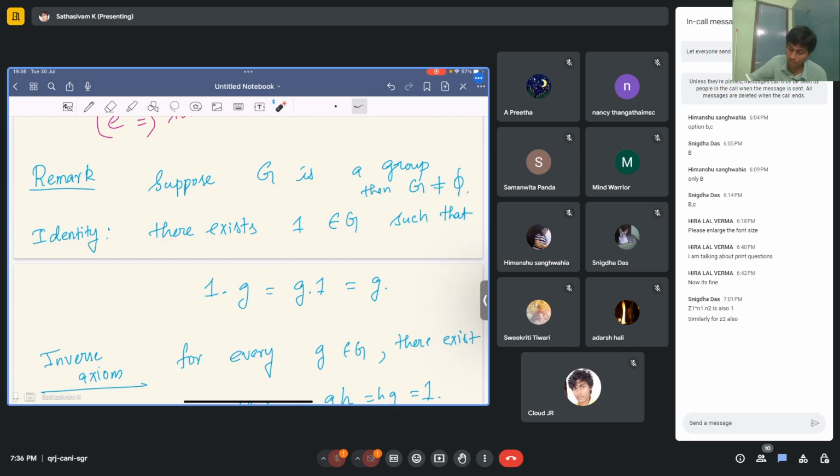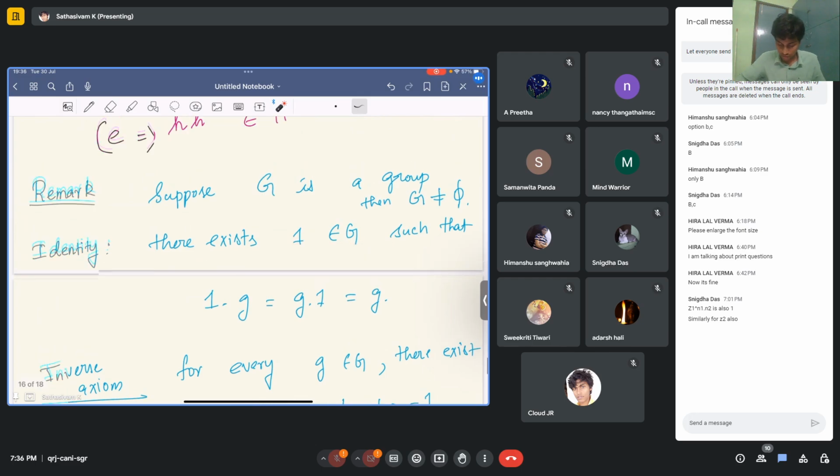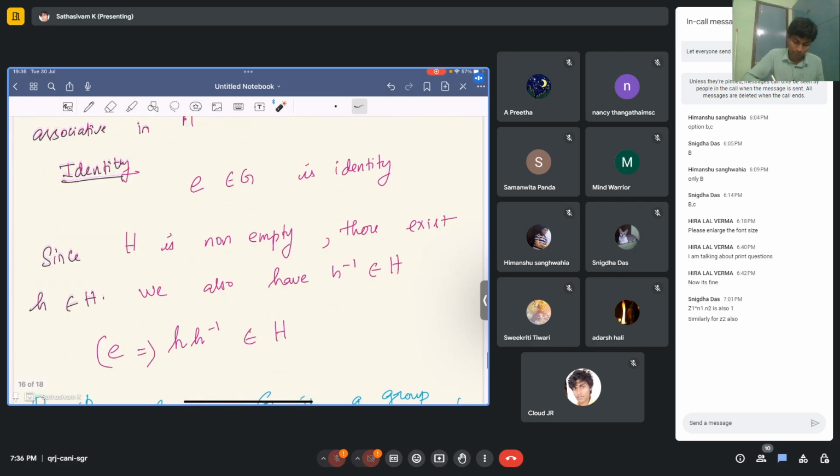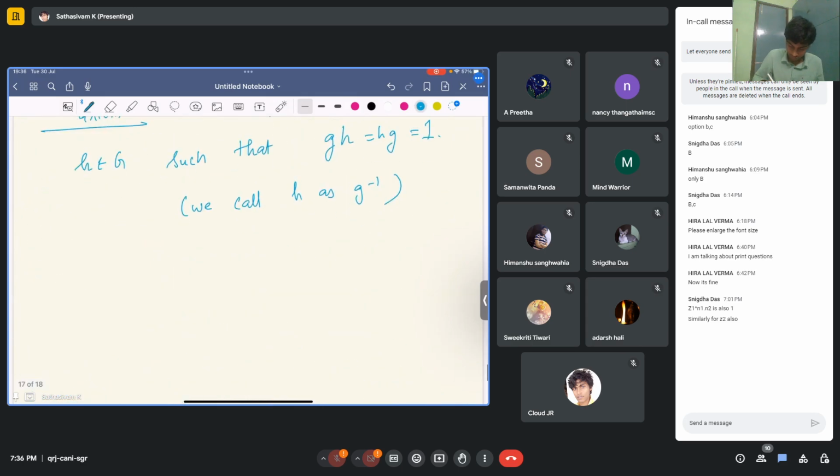You don't have to write it. Maybe some people start with let G non-empty be a set, and then you put a binary operation. Some people write like that. But you don't have to write like that, because the identity axiom says that G is non-empty. Okay, anyway, so we have proved the identity. So what about the inverse? Okay. So let me write here inverse.